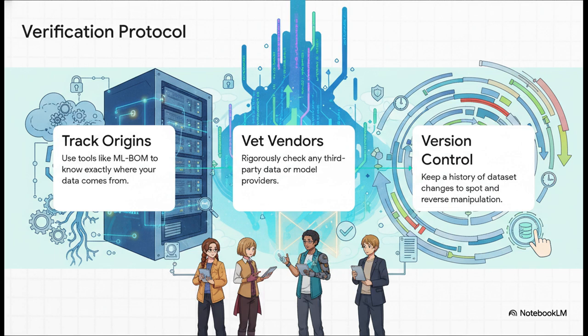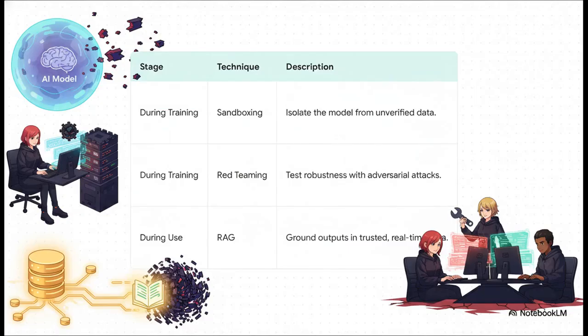They're tools like ML-BOM, which is short for Machine Learning Bill of Materials, that act like a nutrition label for your data, showing you every single ingredient and where it came from. This means you have to rigorously vet all your third-party vendors and use version control to track every little change, so you can spot tampering and roll it back. And there are some really powerful techniques you can use at different stages.